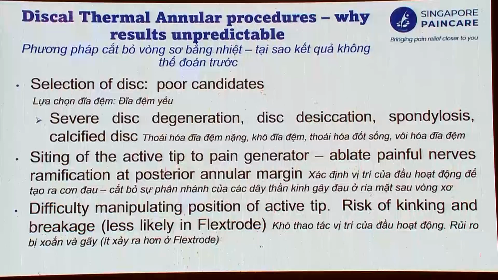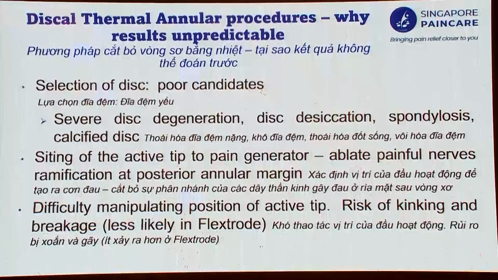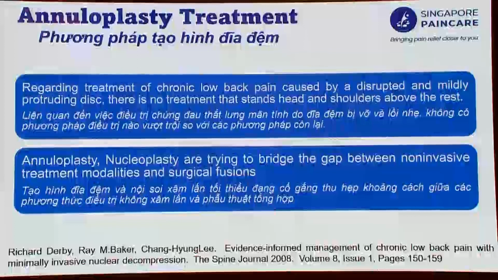Last but not least is the possibility of breakage while manipulating the probe. The breakage of the catheter is less likely in FlexTrode because it's a fairly stiff probe as compared to the IDET, which is highly likely for kinking and breakage.